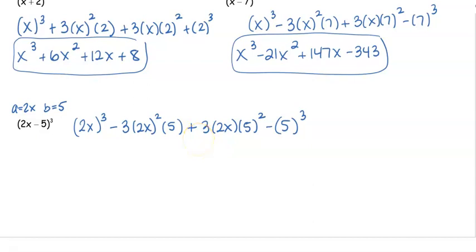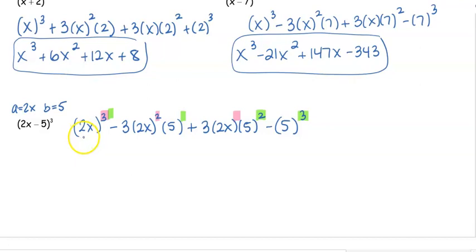Do you notice the exponents? It goes 3, 2, 1, none. The other ones go 0, 1, 2, 3. So as one power gets lower, the other one gets higher. Fun fact.